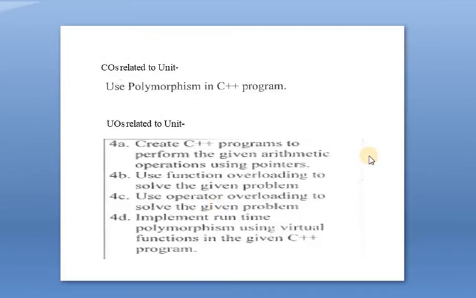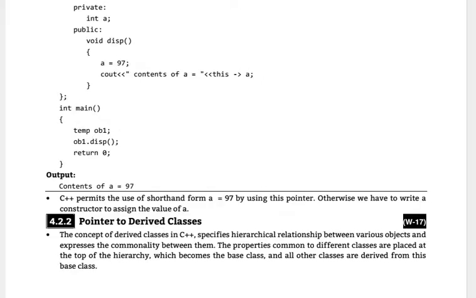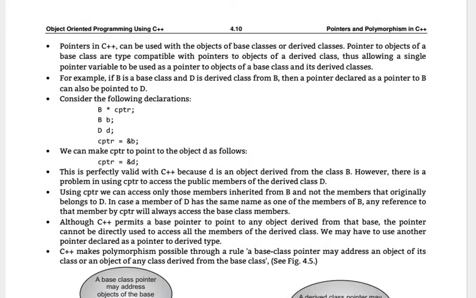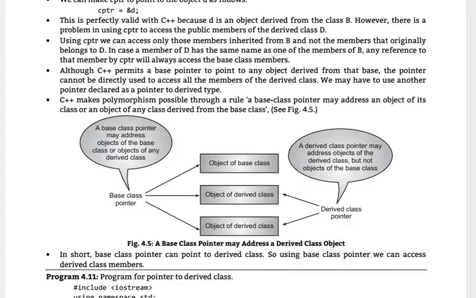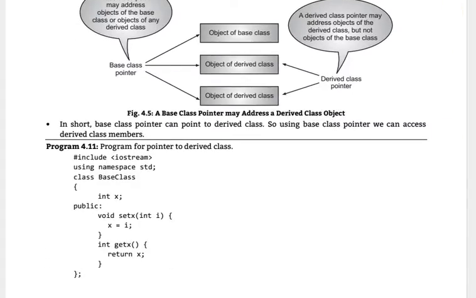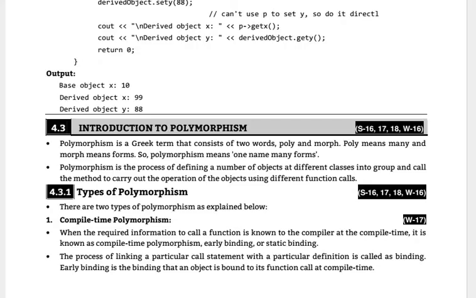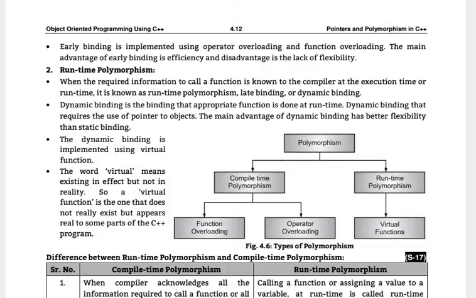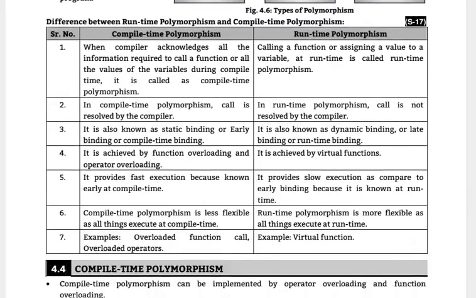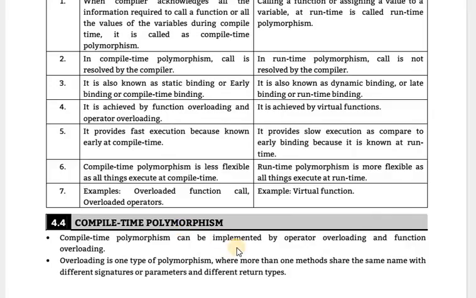In the previous session we have already seen pointer to derived classes, and the introduction to polymorphism. In this we have already seen the types of polymorphism, that is compile time polymorphism and runtime polymorphism. In today's session we will see the compile time polymorphism.